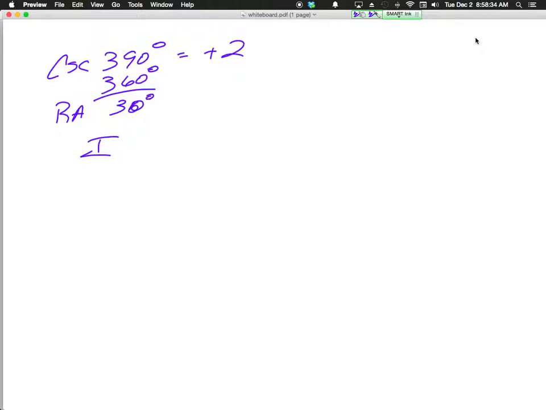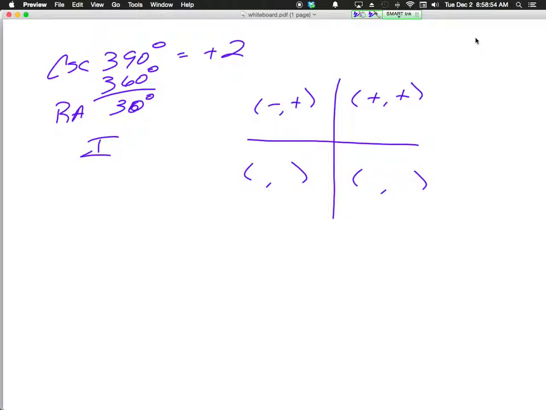Now again, let me give you something that might help you with figuring out what your signs are in each quadrant, what's positive and what's negative. Alright, so let's go through and give our sign ordered pairs in each quadrant. What's my sign ordered pair in quadrant 1? Positive, positive. In quadrant 2? Negative, positive. 3? Negative, negative. And 4? Positive, negative.